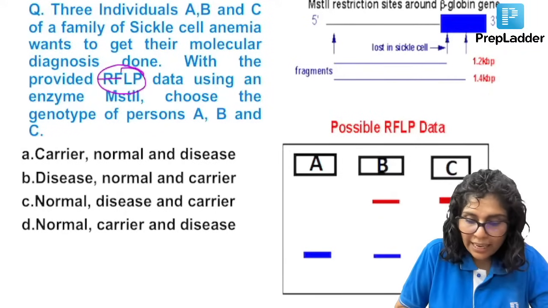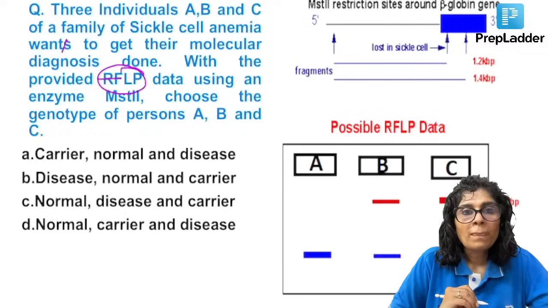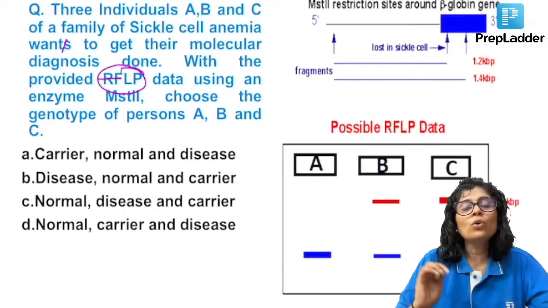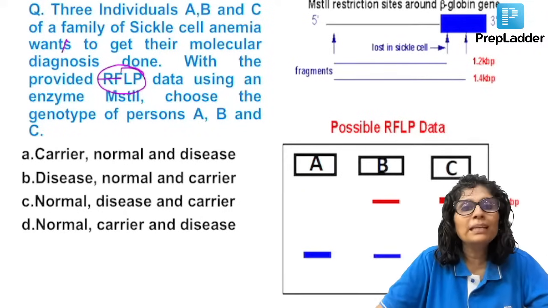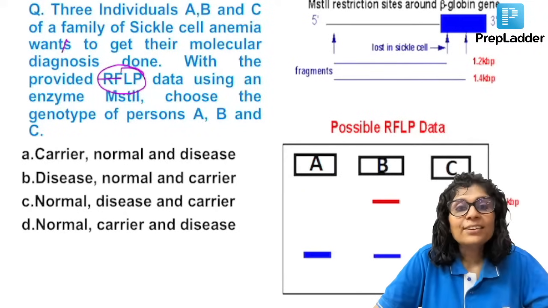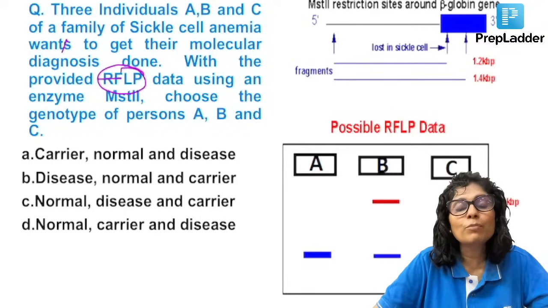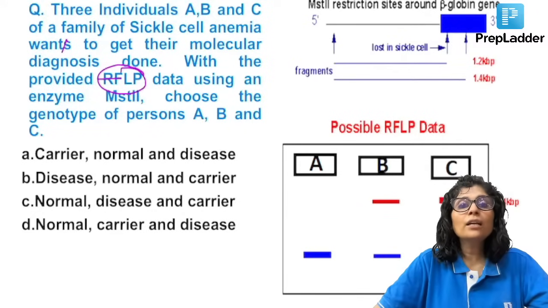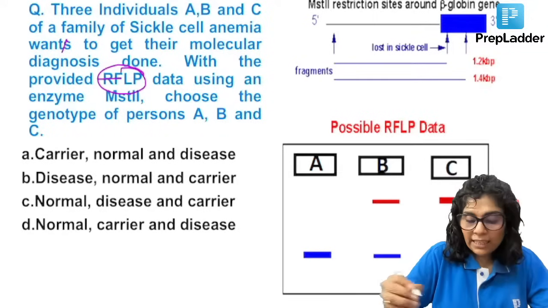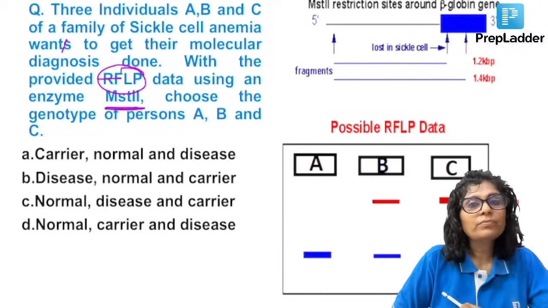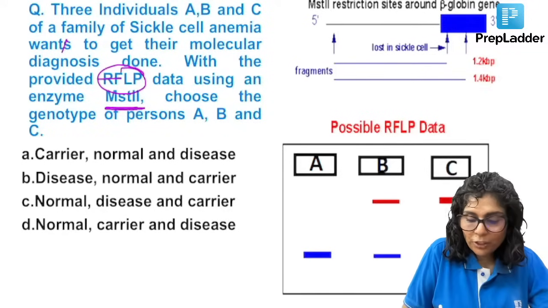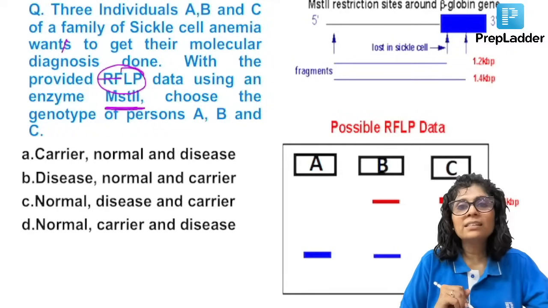3 individuals A, B, and C of a family of sickle cell anemia want to get their molecular diagnosis done with the provided RFLP. You know, RFLP is restriction fragment length polymorphism. Restriction fragment length polymorphism is a technique which uses an enzyme called restriction enzyme. So what they've shown you here is RFLP data using an enzyme MstII. Okay. Choose the genotype of persons A, B, and C.